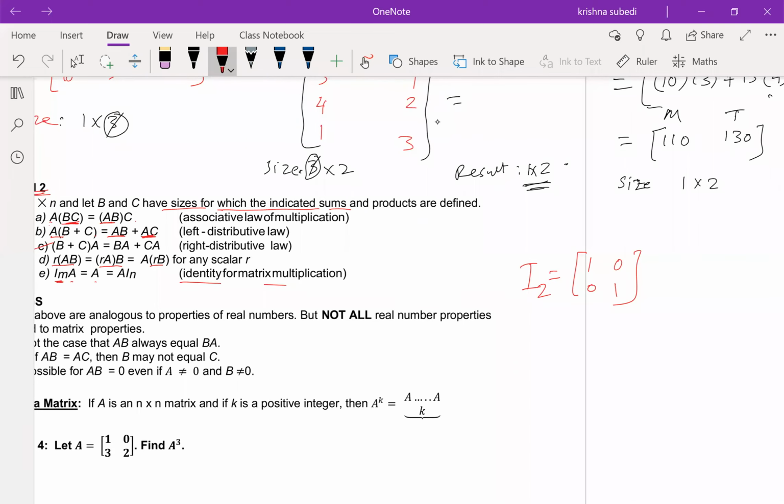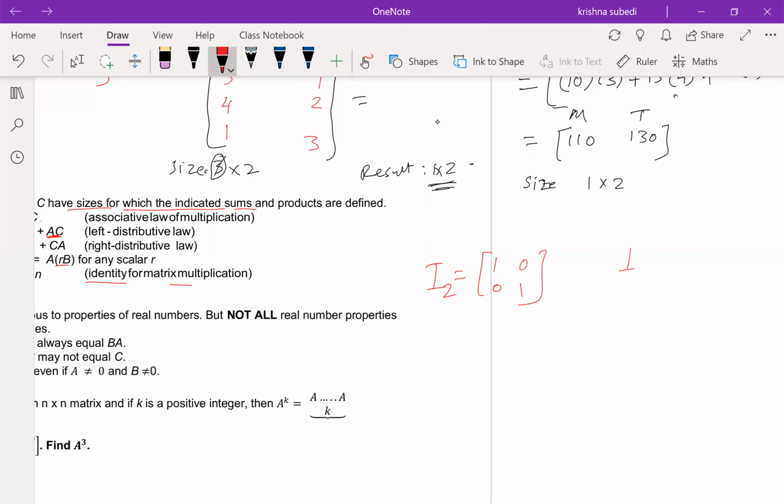Okay, this is the identity matrix. If I'm talking about size 3, I3 is 1, 0, 0, 0, 1, 0, 0, 0, 1. This is called the identity matrix of size 3. This is the identity matrix of size 2 and the identity matrix of size 3.